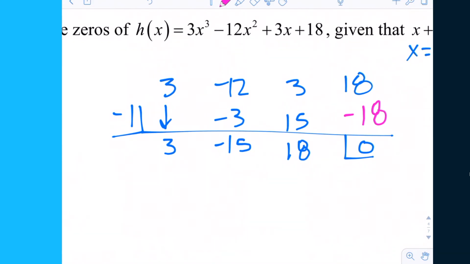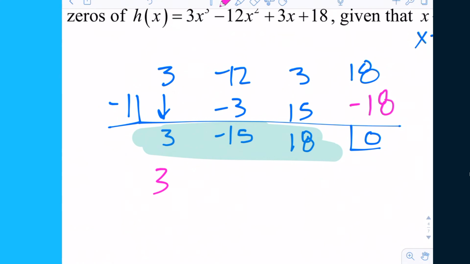All right, so those down here, the 3, -15, 18, that's the distilled product. Those are the coefficients of our depressed polynomial, which means it's now degree what? 2, right? So we factored out a linear factor from an x cubed. So these are the coefficients of your x squared. So all you have to do now is just add the variables back to it. 3x squared minus 15x plus 18 and set it equal to 0.